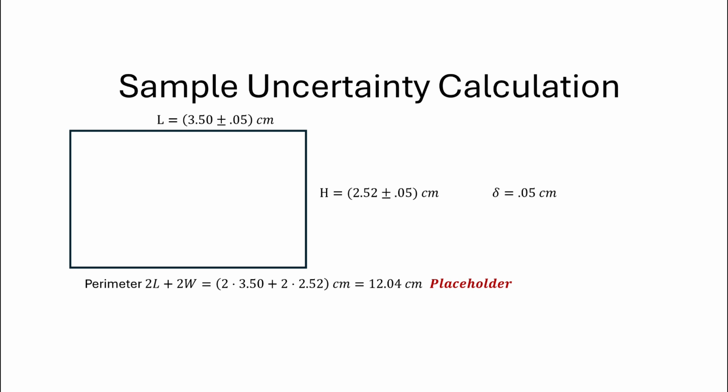So how do we fix it? We need to find the uncertainty in the perimeter. And the uncertainty in the perimeter is given by the sum of the uncertainties in the things that make up the perimeter. Now notice this less than or equal to.